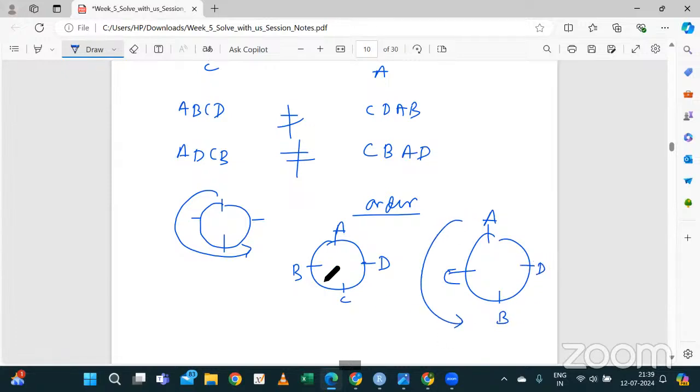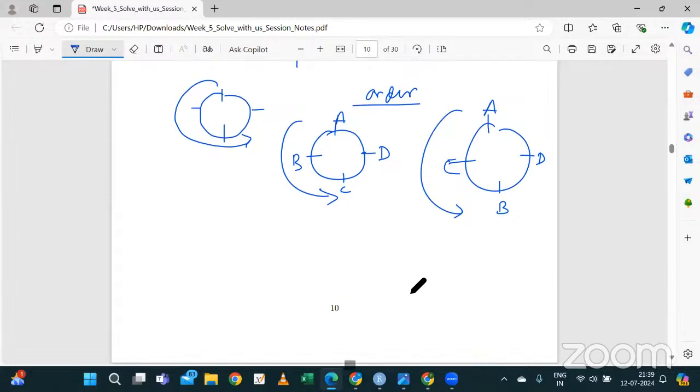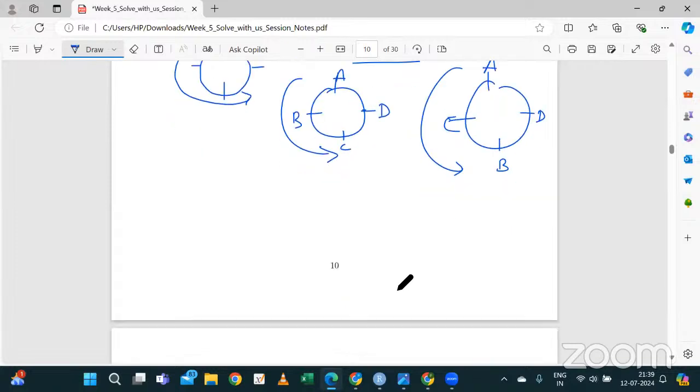Correct. Even though if you are going anti-clockwise, it will be a different sitting arrangement, right? Yes, okay, sir. So here we are not worrying about clockwise and anti-clockwise as the same. We are only worrying about whether sitting arrangements are the same or different.